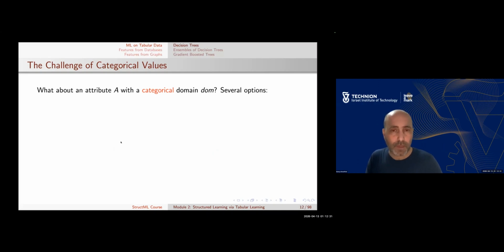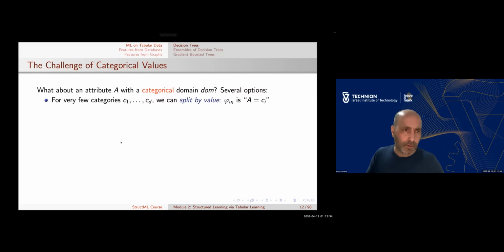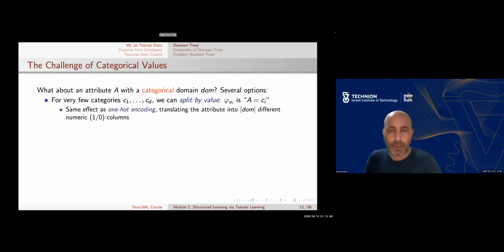Okay, now here we're starting to see the challenges of tabular data. What if I have a categorical domain? We can think of various ways of dealing with categorical domains. If you have a few values, you can split by the values themselves, like A equals C_i when you have the categories C_1 to C_d. Well, this is possible. And this is similar to saying, let's look at it as d different attributes using one-hot encoding, and then each attribute is binary.